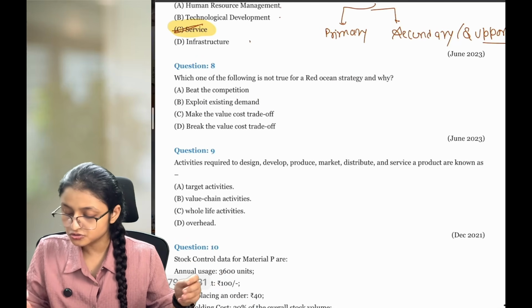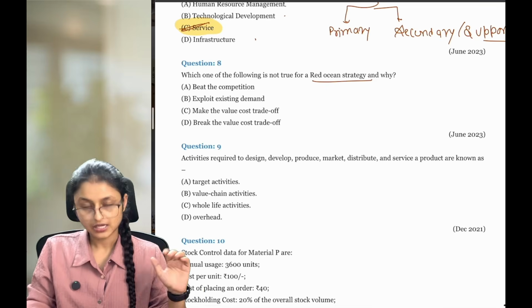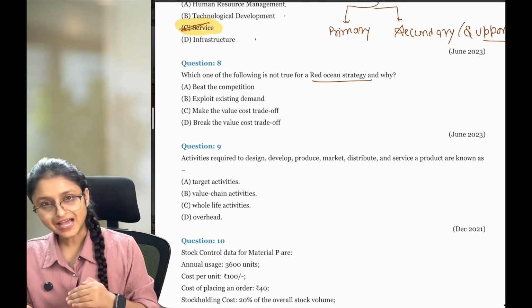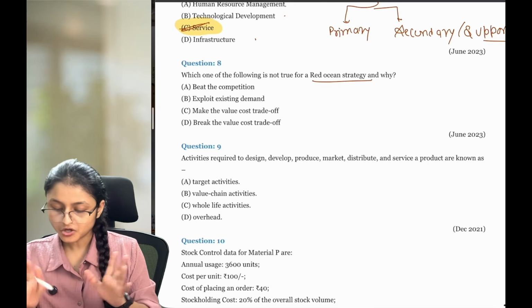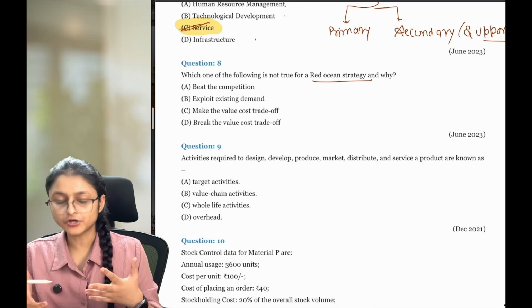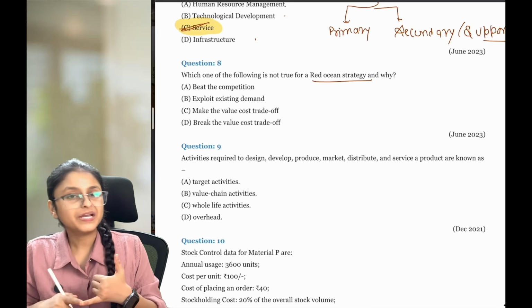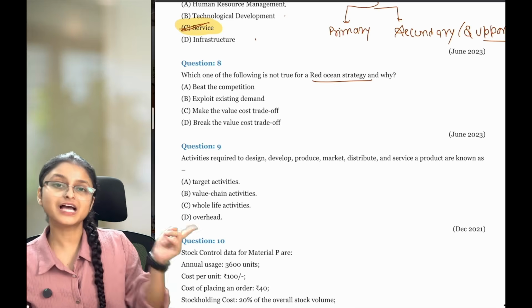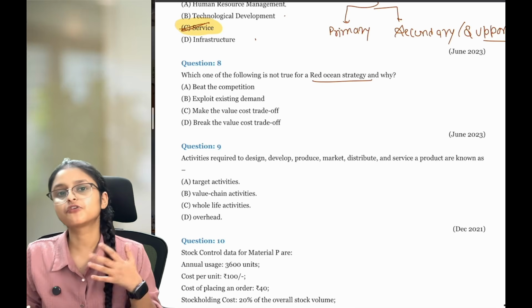Which one of the following is not true for a red ocean strategy? Red ocean strategy means you have a huge amount of competition and you are working in that. So what is not a feature of your red ocean strategy? Beat the competition. We beat the competition because we have a lot of competition. So we have to beat the competition, then only we can perform better.